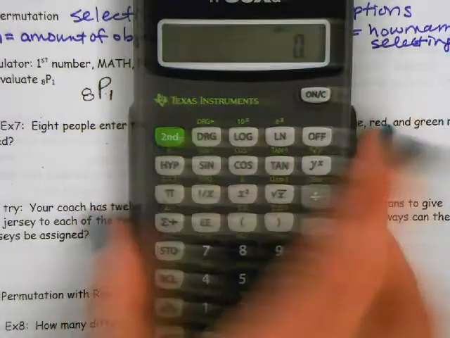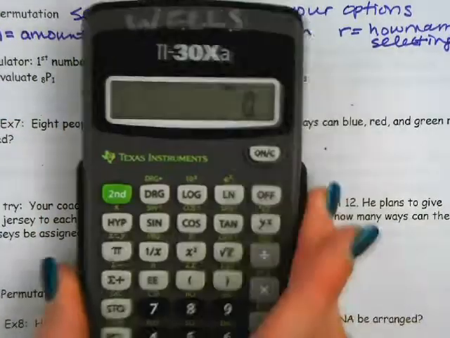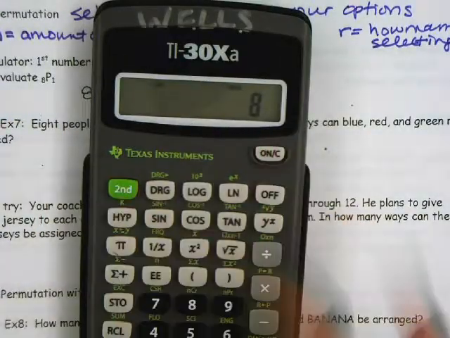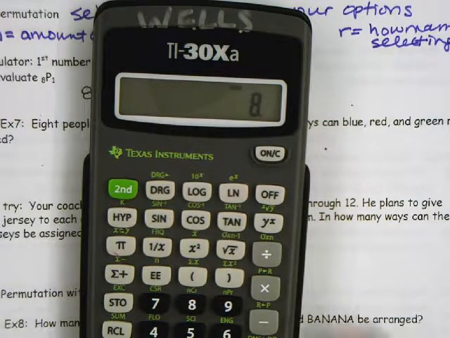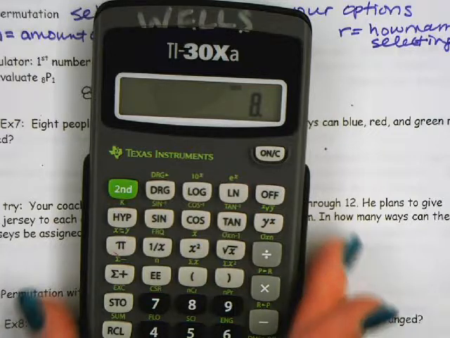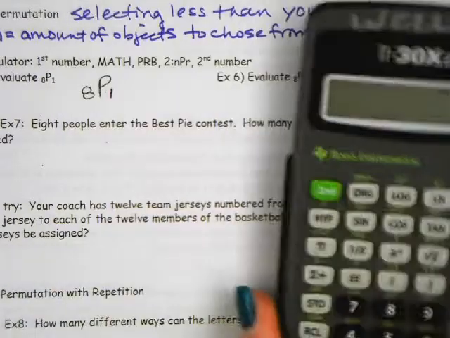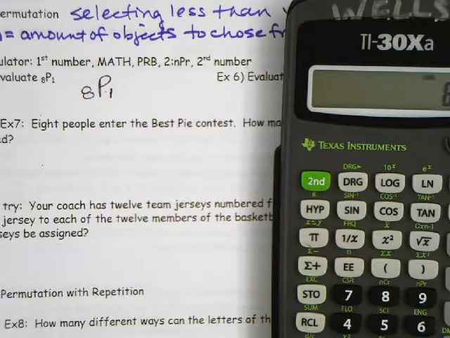So we have 8, 1. So I'm going to do 8. I'm going to find the NPR number. I'll do 1, and I'll hit enter, and you should get 8. You should get 8 as your answer. Okay? So this should equal 8.